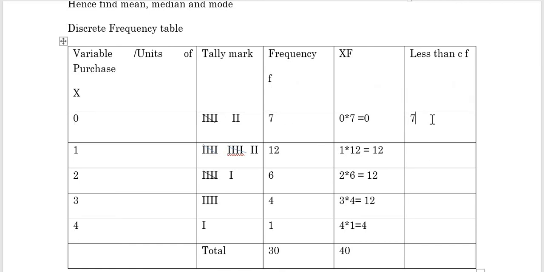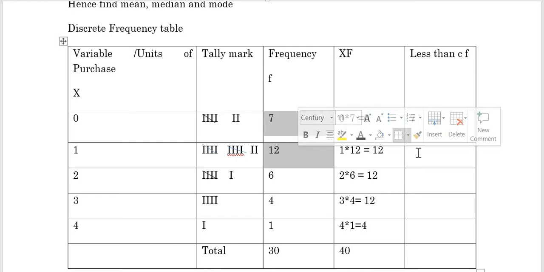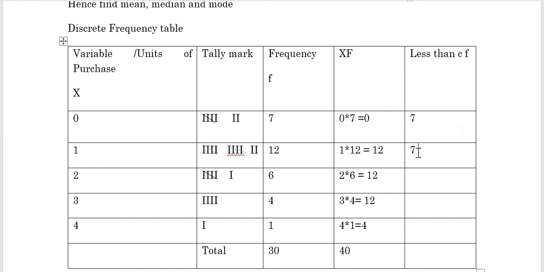All 7 of them haven't purchased any. So less than or equal to 0 is 7. How many of them have purchased less than or equal to 1? Less than or equal to 1 includes even 0. So a total of 7 and 12 will give us the number of people who have purchased less than or equal to 1 shirt. 7 plus 12 is equal to 19. How many of them would have purchased less than or equal to 2 shirts? That is an additional 6 more members. So to the existing 19, just add the subsequent frequency. So 19 plus 6 is 25.